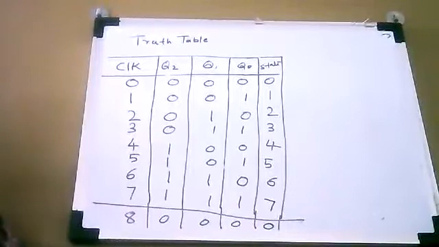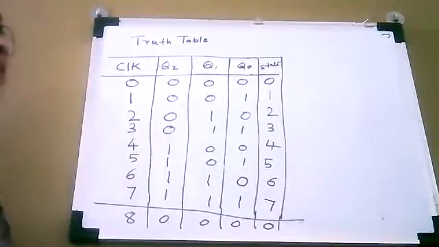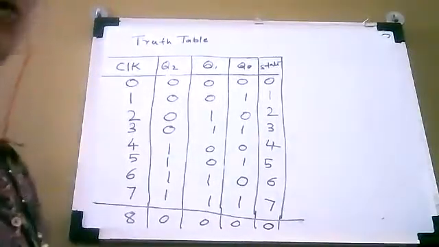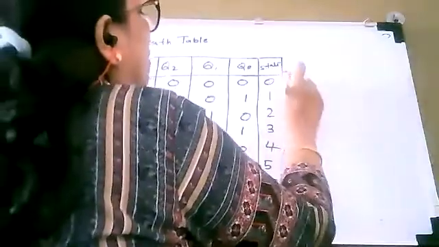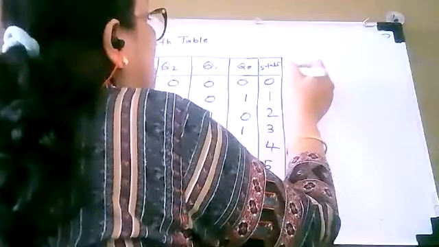Now we must be able to draw the timing diagram from this truth table. Okay, so first we will have to draw the clock pulses here. So there must be 7 states.